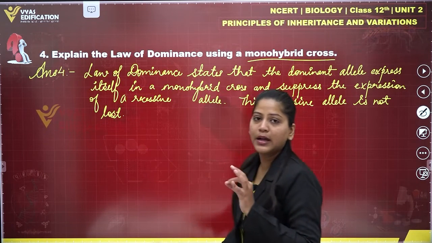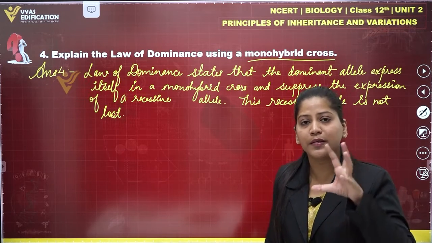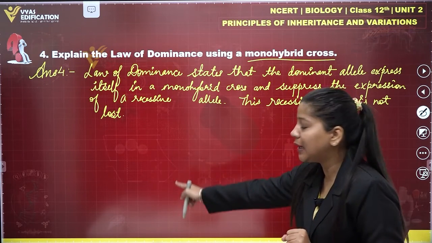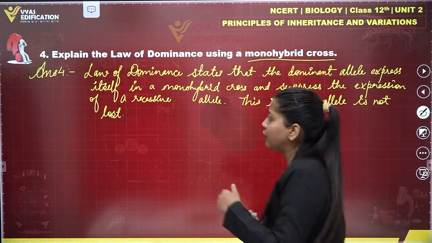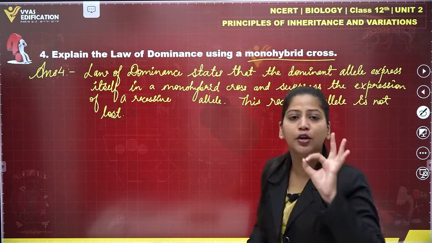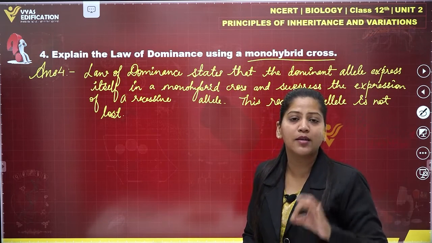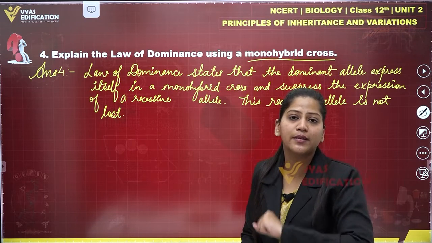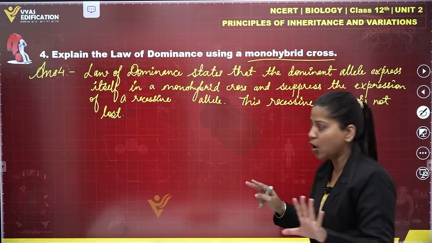However, we are not able to find this recessive allele in the F1 generation or in the progeny of the F1 generation, but it will reappear in the next generation. It will reappear in the F2 generation. So, the law of dominance states that a dominant allele expresses itself in a monohybrid cross and it suppresses the expression of a recessive allele. However, this recessive allele is not lost.